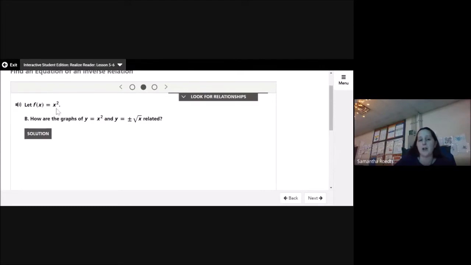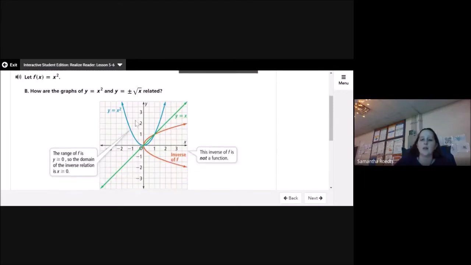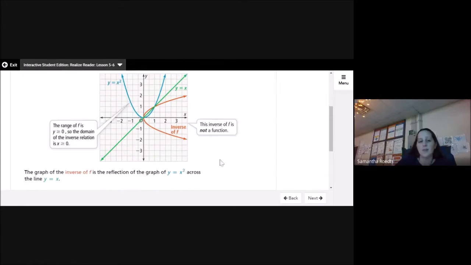So let f of x equal x squared. How are the graphs of y equals x squared and y equals plus or minus the square root of x related? Okay. So here is my x squared. Plus or minus the square root of x is right here, so the red one. The range of f is y is greater than 0, so the domain of the inverse relation is x is greater than 0. The inverse of f is not a function. Notice it doesn't pass the vertical line test. So the graph of the inverse of f is the reflection of the graph of y equals x squared across the line y equals x.